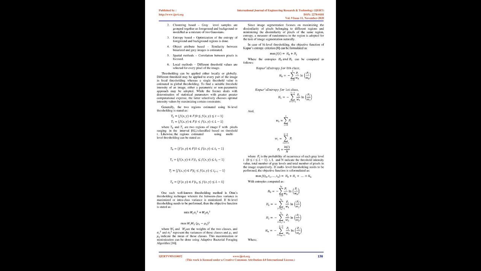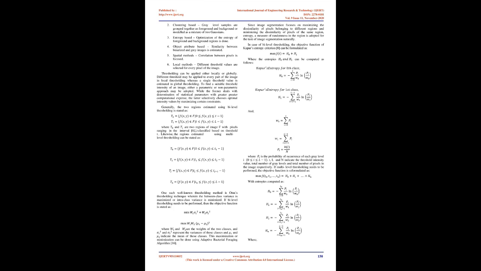Image thresholding can be done using one of the following methods. 1. Histogram shape-based: the peaks and valleys of the smoothed histogram are analyzed. 2. Clustering-based: gray level samples are grouped together as foreground and background or modeled as a mixture of 2 Gaussians. 3. Entropy-based: optimization of the entropy of foreground and background regions is done. 4. Object attribute-based: similarity between binarized and gray images is estimated. 5. Spatial methods: correlation between pixels is focused on. 6. Local methods: different threshold values are selected for every pixel of the image.